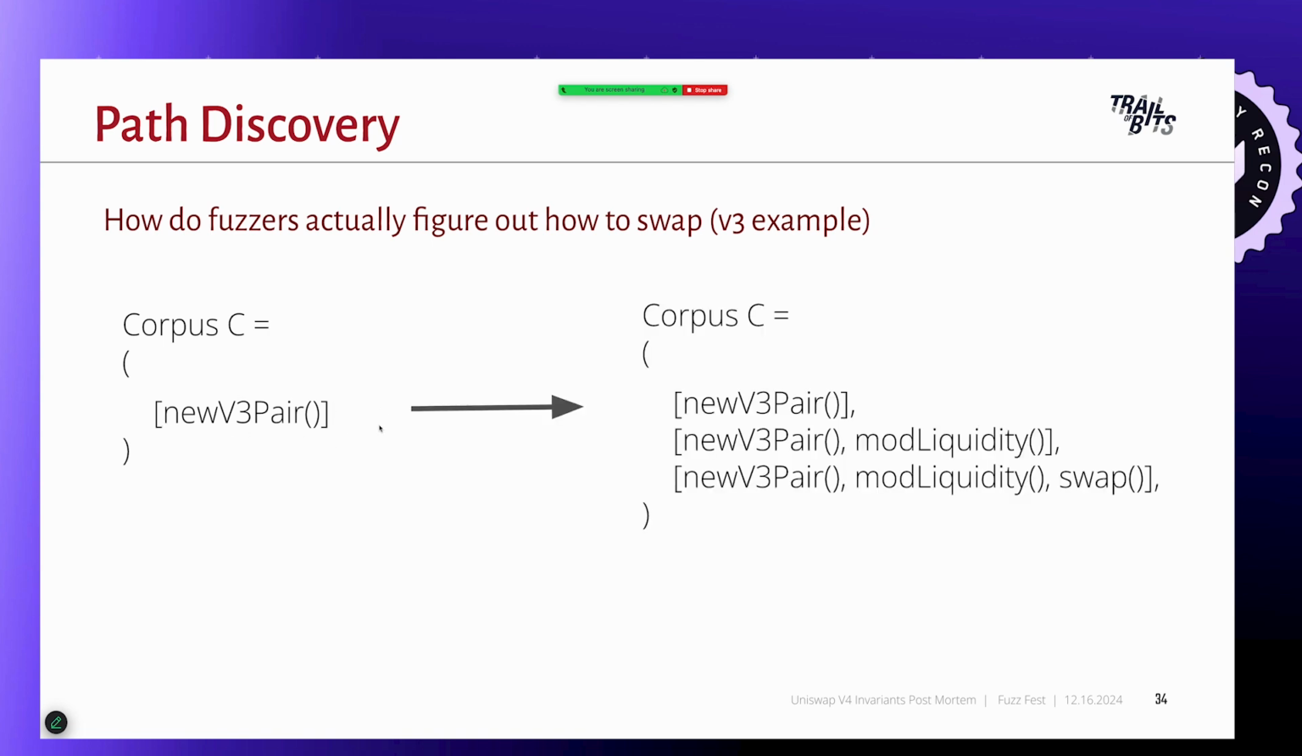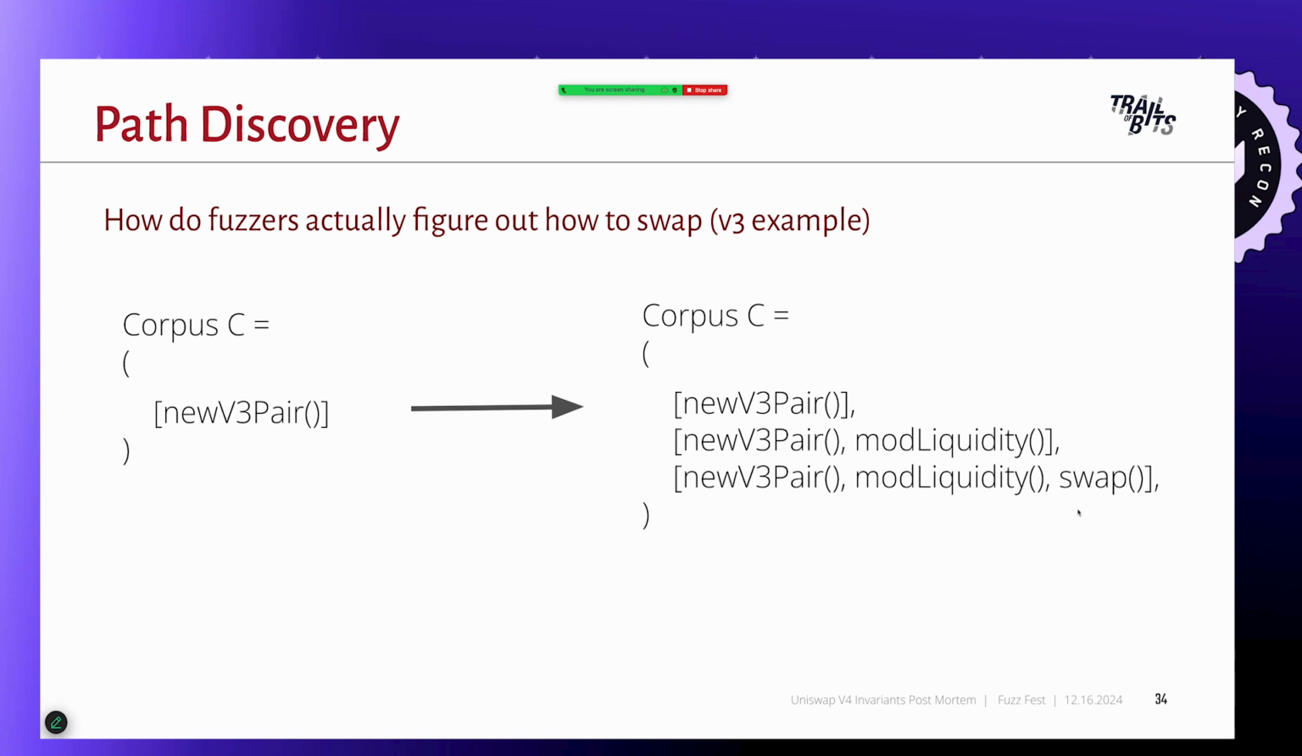And it's not hard to see how over time, now that we know how the corpus works, the next time it's going to start with new v3 pair, and it's going to be adding calls after it. And it's going to add something like modify liquidity. And oh, would you look at that? Now that increases coverage. And now that we have this one that has new v3 pair and modify liquidity, it starts adding more transactions, and it sees, oh, I can actually call swap now.